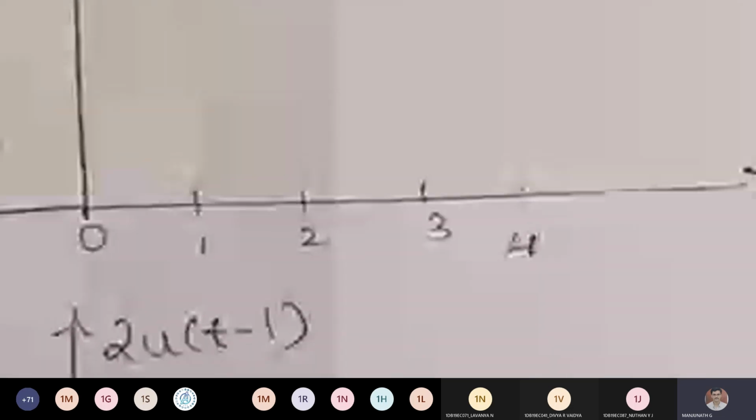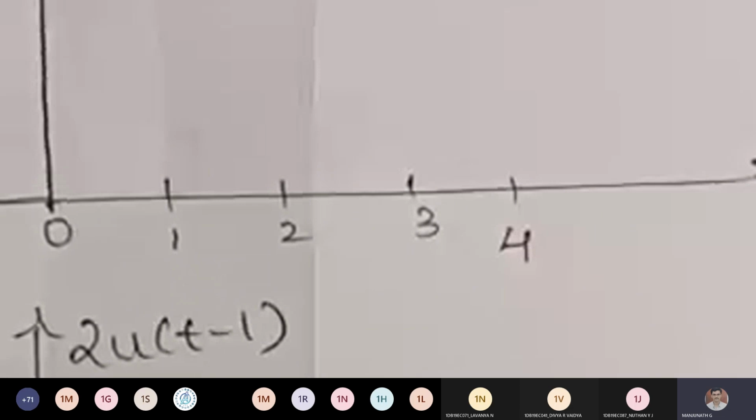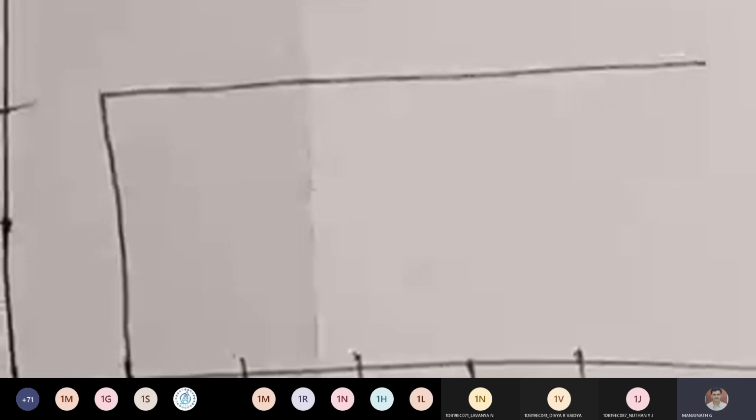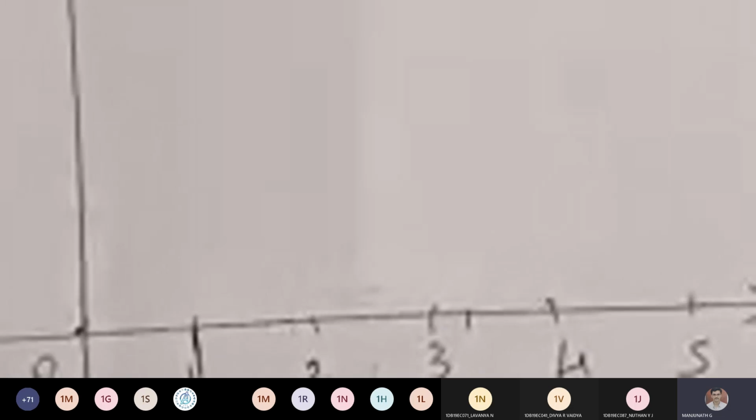Okay, the first one was 3 times of u of t. So your friend has given 3 times. Good. Then we want t minus 1. So yes, multiply 2. Okay, 2 done. Then you take a negation. Very good. So that comes, tilting towards downside. Fine. Then coming to your t minus 3, Jayant.